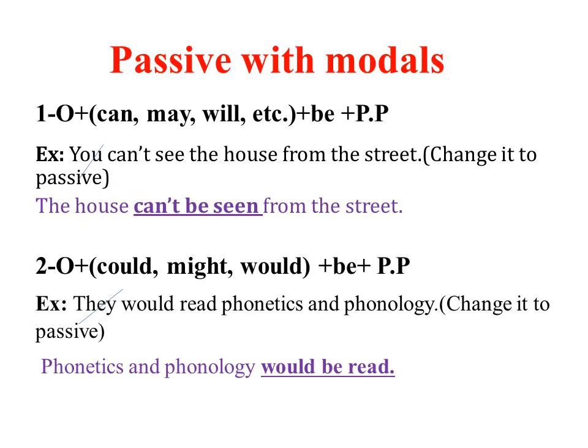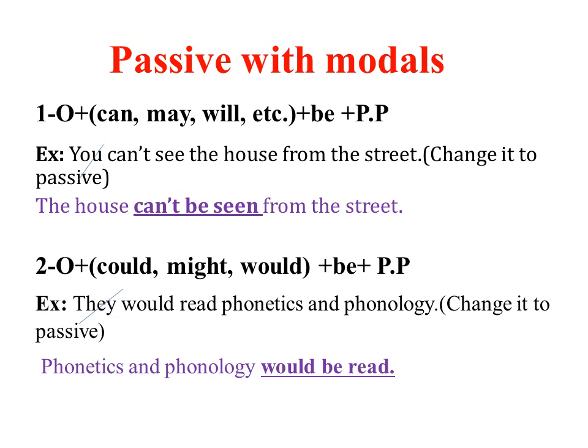Now we'll talk about the passive with modals. Number one, pattern one: object, can, may, will, etc., plus be plus past participle. See this example: you can't see the house from the street. Change this sentence to the passive. We remove you because it's the subject of the sentence, to become: the house can't be seen from the street.